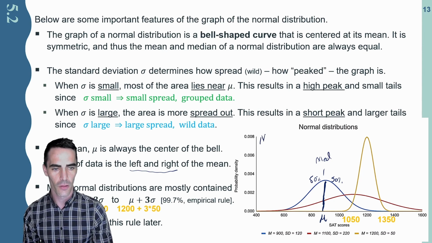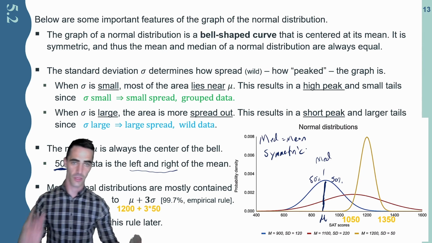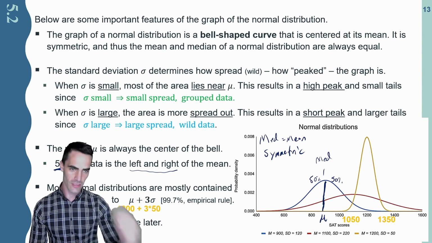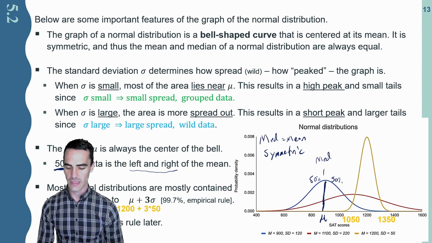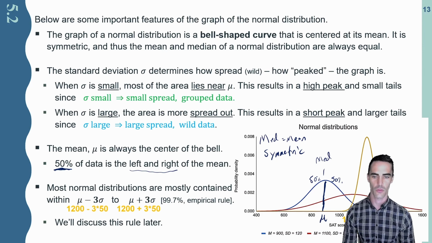And if you'll recall, whenever the median and the mean are equal, we called that data symmetric. And that's certainly what the normal distribution is. And so it's a nice thing that we can hold on to. 50% of the data is on the left and the right of the mean. We're very interested in the spread and how wild my data is.